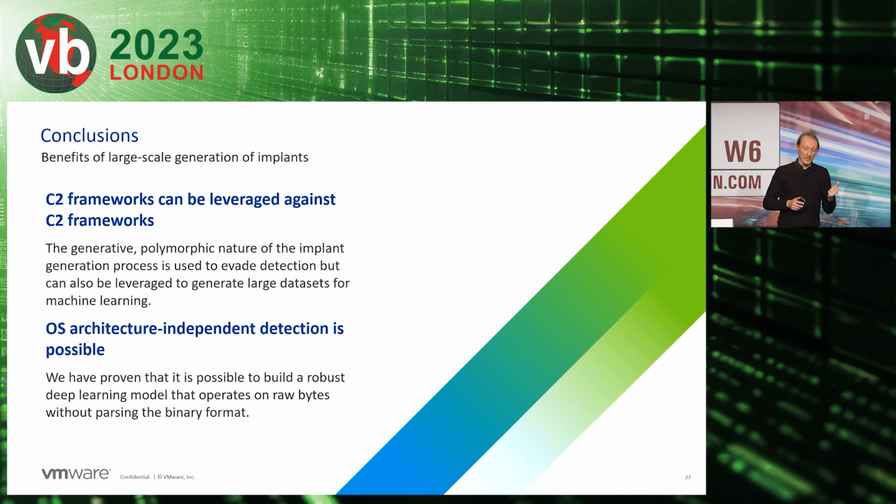And the second point which I'd like to make is OS architecture independent detection is possible. We have proven that it is possible to build a robust deep learning model that operates on raw bytes of the binary. And it does not require processing anyhow. So imagine Brute Ratel comes up with an update and it says that it supports now macOS and Linux binaries. It will not require too much effort to tweak our worker a little bit, generate 1,000 more macOS binaries, retrain the model, and deliver it in production quickly.